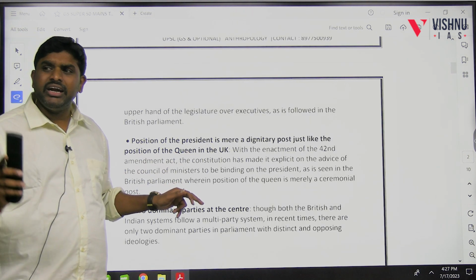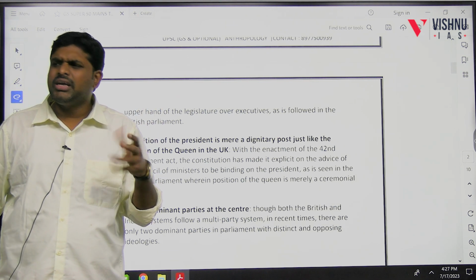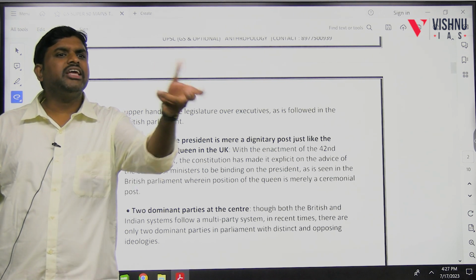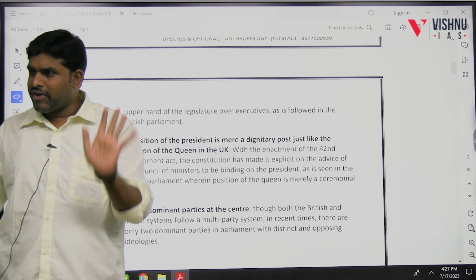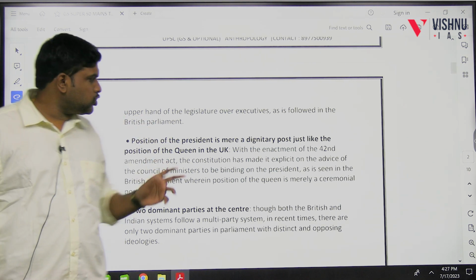The position of the president is a mere dignitary post. There also there is a hereditary monarch, but he is also just de jure. De jure means not the real ruler, just a ruler in name, who doesn't have any real power. That is also common.